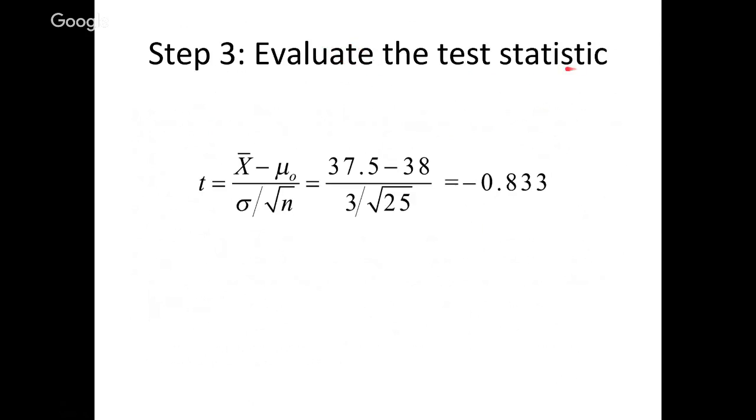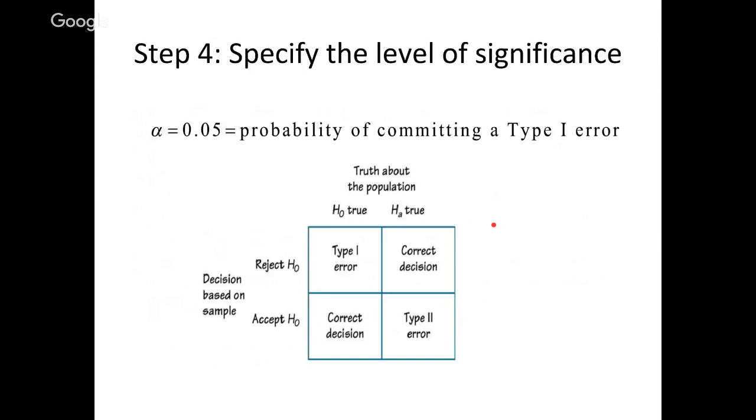And then step 3 is we evaluate that test statistic. So we're going to plug in the mean of those, I think, 25 rebar tests, which was 37.5. The comparison, the sort of target mean that we're comparing to, which is 38. Our known standard deviation from the population, which is 3, and the number of samples, which is 25. And that works out to minus 0.833. So that's essentially the measured Z statistic, not a T statistic.